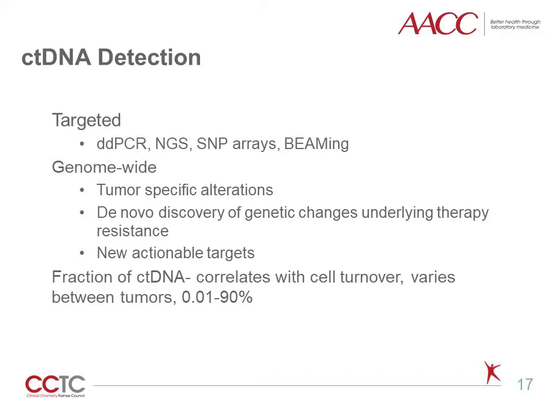The analysis performed on the DNA can be targeted towards specific genes or alterations or be genome-wide to identify tumor-specific alterations unique to the individual patient, de novo genetic alterations arising secondary to therapy, and new actionable targets. The kinetics and variables affecting circulating tumor DNA are largely unknown, but the levels correlate with the rate of cellular turnover and in tumors can vary from 0.01 to 90%.